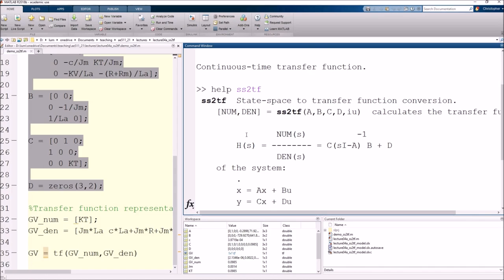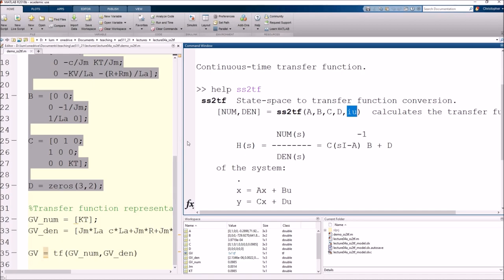Because remember, we talked about how if you have a multi-input, multi-output state space representation, you still are going to have a multi-input, multi-output transfer function representation. But MATLAB is going to force you to basically pick a single input, and then it might return actually a vector of outputs for you. So long story short, I feel this is very clunky to have to use this IU.